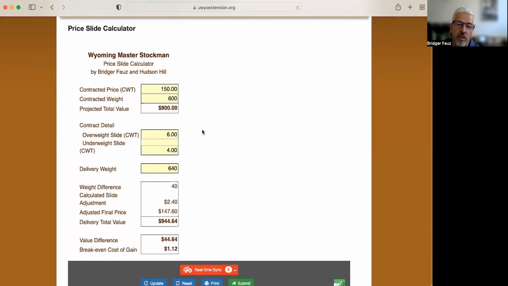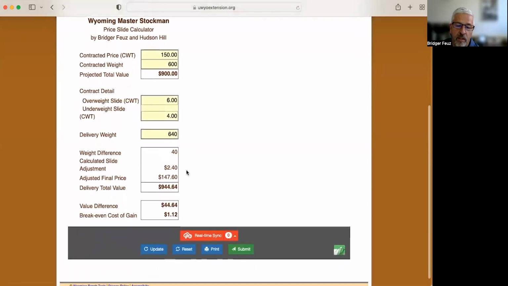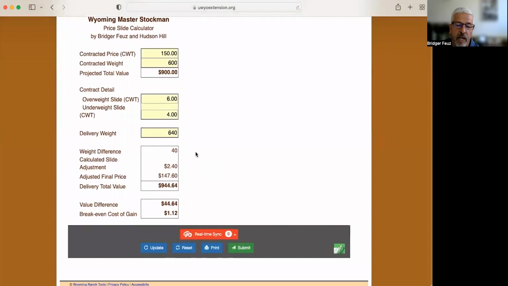So if we get to our delivery date and we had contracted those 600-pound calves, but we actually deliver 640-pound calves, that's a weight difference of 40 pounds. So the calculated slide adjustment is $2.40. So our adjusted final price would be $147.60. So instead of getting $150 per hundredweight for our 600-pound calves, we would get $147.60 a hundredweight for our 640-pound calves.